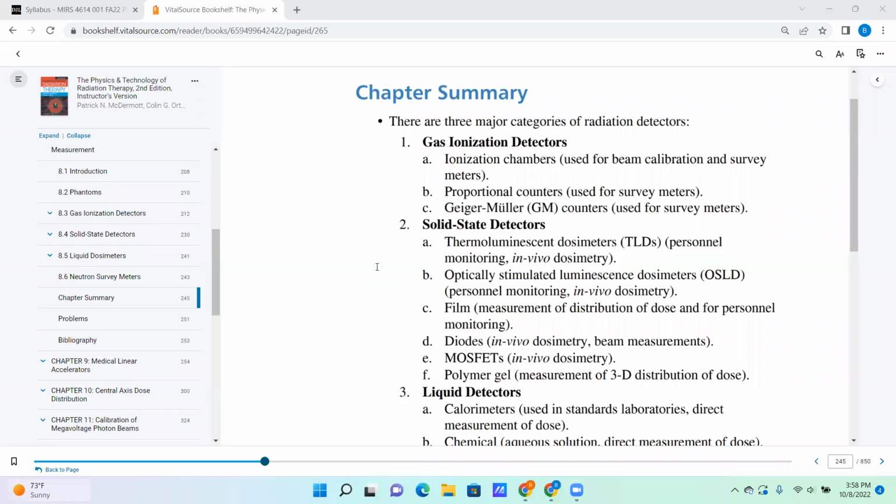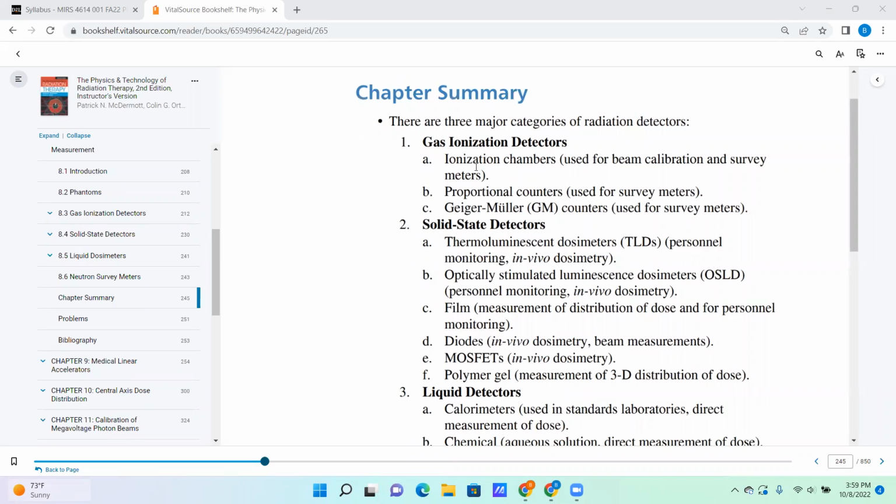This is going to be the summary over Chapter 8, and we'll start going over the first few sections of the chapter. So you've got three major categories of radiation detectors. You've got gas, you've got solid, and you've got liquid. So three phases of matter. You can think of it that way.